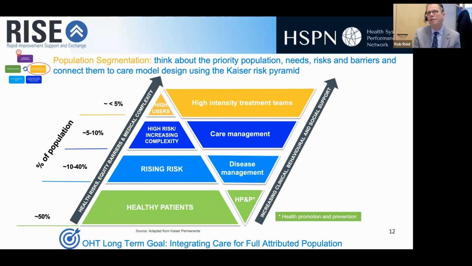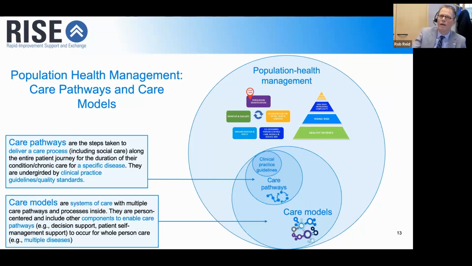Each of the case studies that we present over and over again follow this approach for segmentation, and this is a general framework that you can use for population health management. Then it's all about co-designing care models, bringing the best evidence to bear, and actually designing care models for particular segments of populations that we serve.